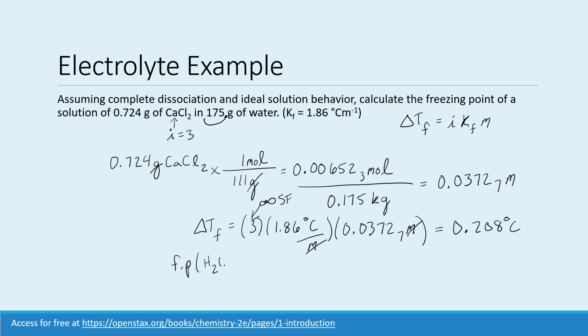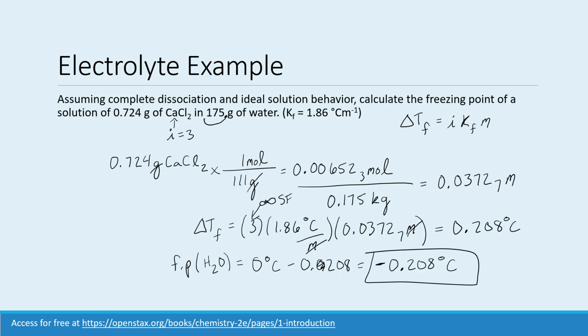Now, because water is our solvent, we know that the freezing point of water, of course, is 0 degrees Celsius, and so we subtract that 0.208, and of course that's going to give us a negative 0.208 degrees Celsius. Again, assuming that that 0 degrees Celsius is infinite.